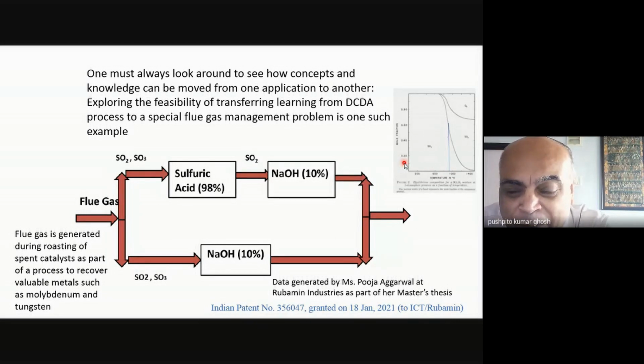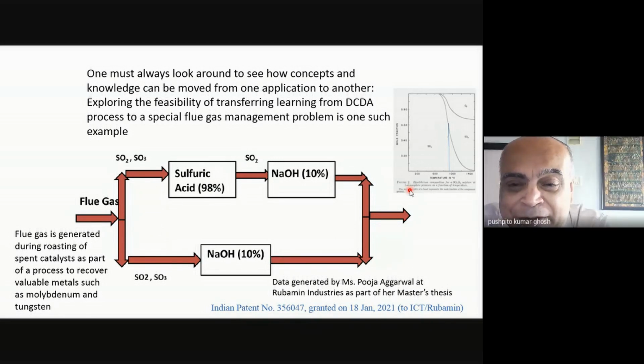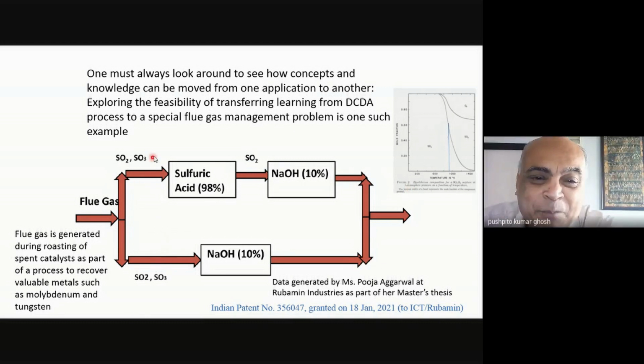In the double contact, double absorption process, what do we do with SO2, SO3? After the third bed, we take out SO3 so that it comes back. Right. You take out SO3. And what do you absorb it in? Concentrated sulfuric acid. Absolutely. In fact, the proposal was made that why don't we pass this flue gas to concentrated sulfuric acid? Just like as if you are doing a contact process where you have got an SO2, SO3.